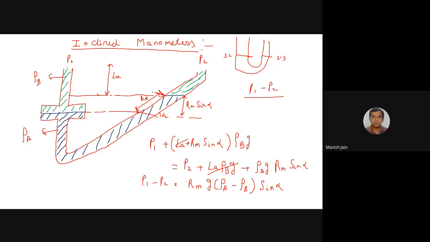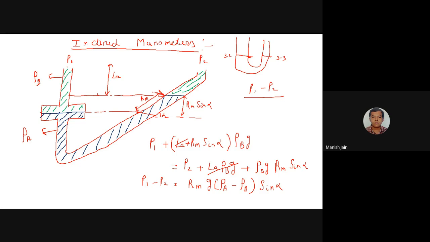Okay, so if the difference in elevation is very, very small in the U-tube manometer, the accuracy of the measurement will reduce, because you have to take the reading by visual observation. And in the manometer, you can only take the readings by visual observation. So if the difference in the level is not large, then you cannot measure the pressure difference accurately.